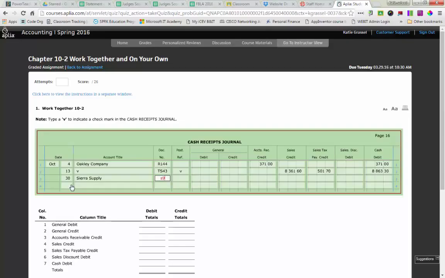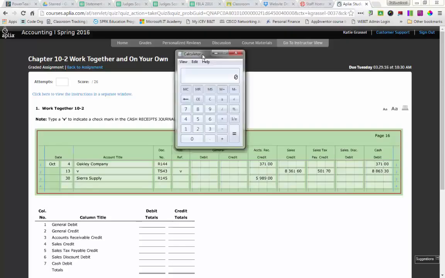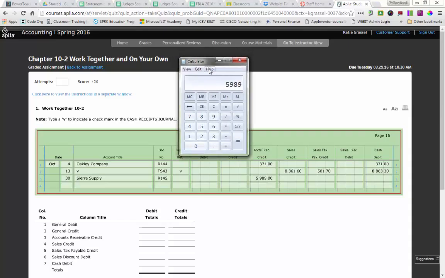So let's go through and do that. The date is the 30th. Account title is going to be Sierra Supply for S97. No, R145. Accounts receivable is being credited $5,989.